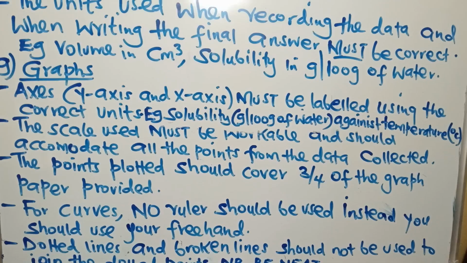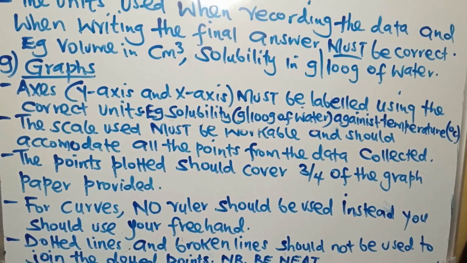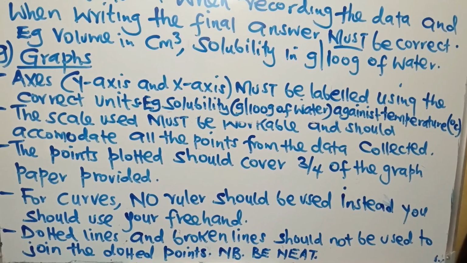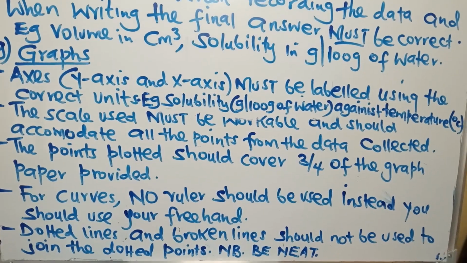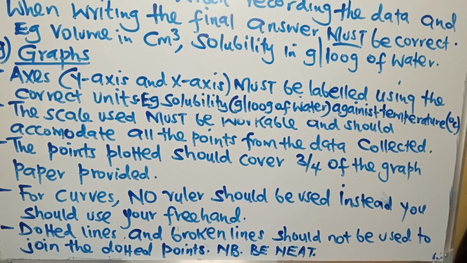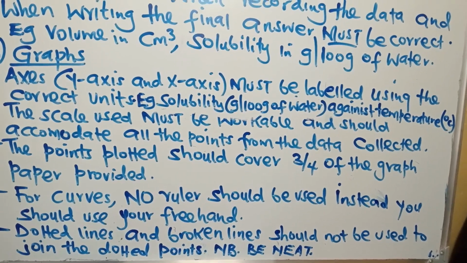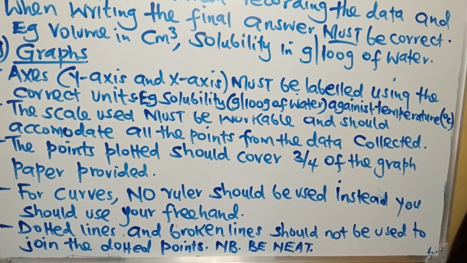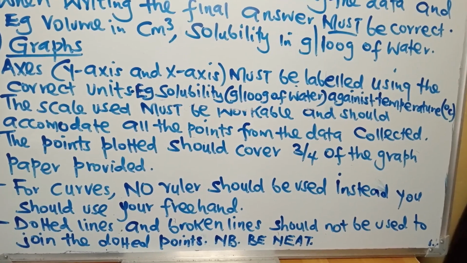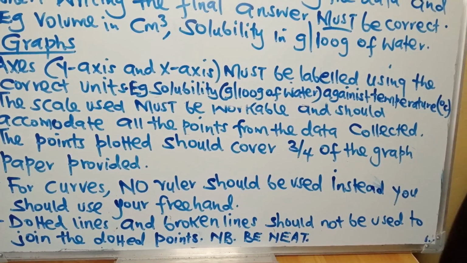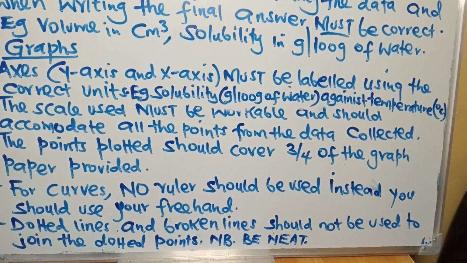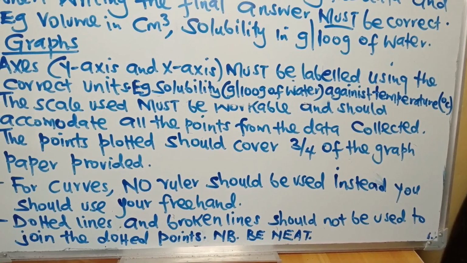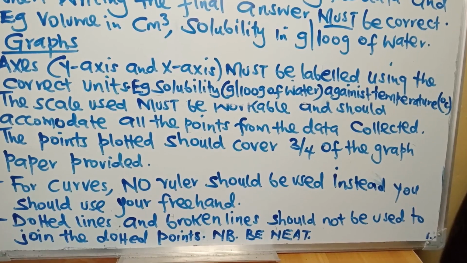And how do you know which one is to be on the y-axis and which one is to be on the x-axis? You read the statement, solubility against temperature. The one that comes before the word against should be on the y-axis. The one that comes after the word against should be on the x-axis. So solubility against temperature, solubility y-axis, temperature x-axis.